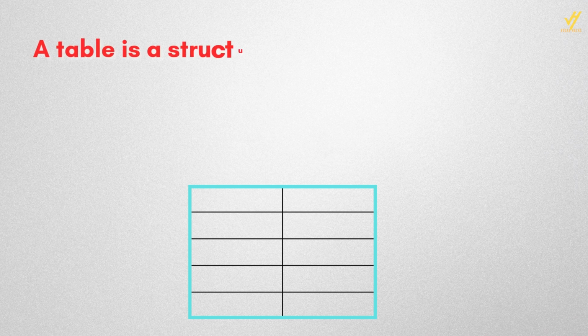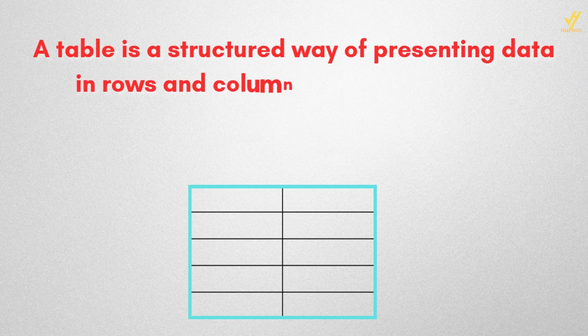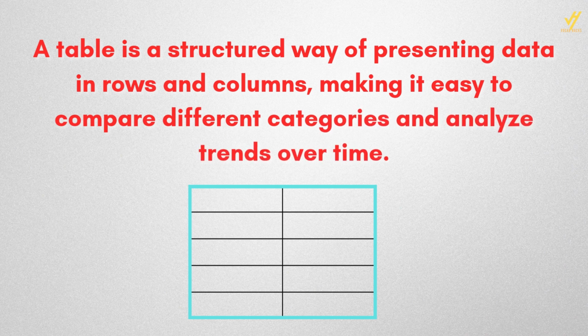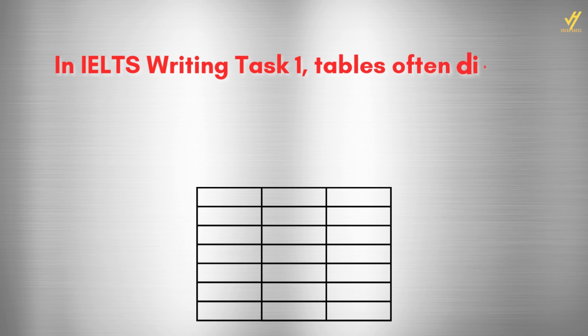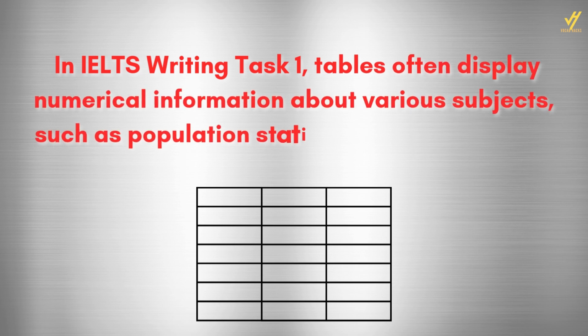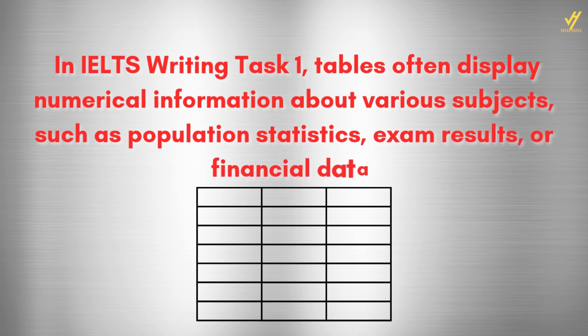A table is a structured way of presenting data in rows and columns, making it easy to compare different categories and analyze trends over time. In IELTS Writing Task 1, tables often display numerical information about various subjects, such as population statistics, exam results, or financial data.